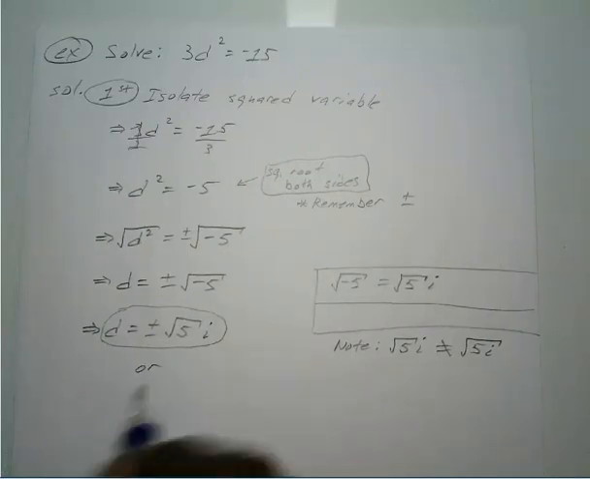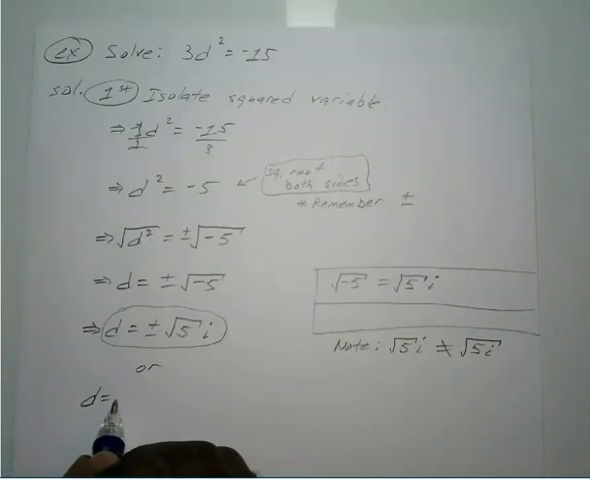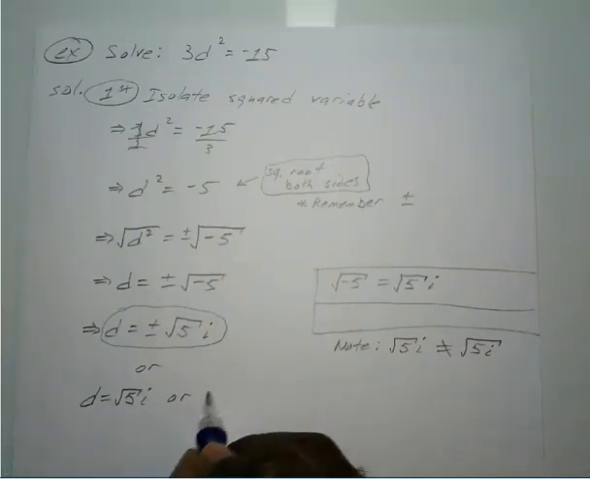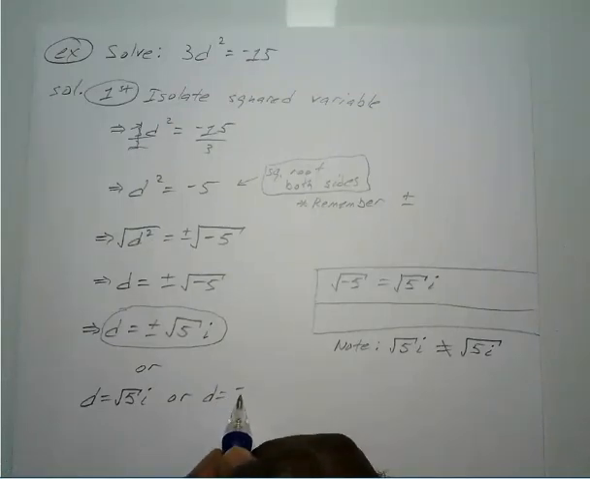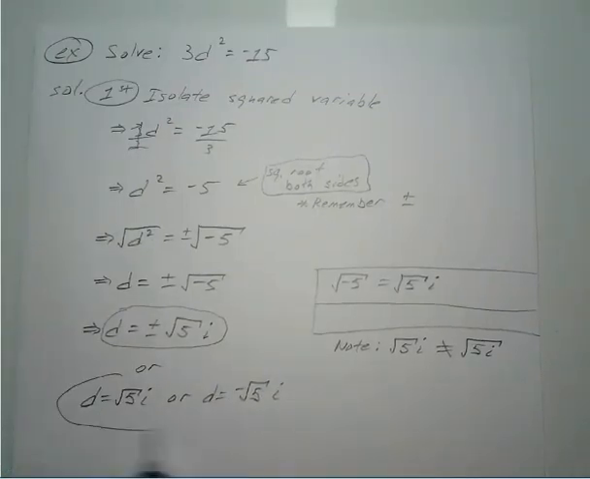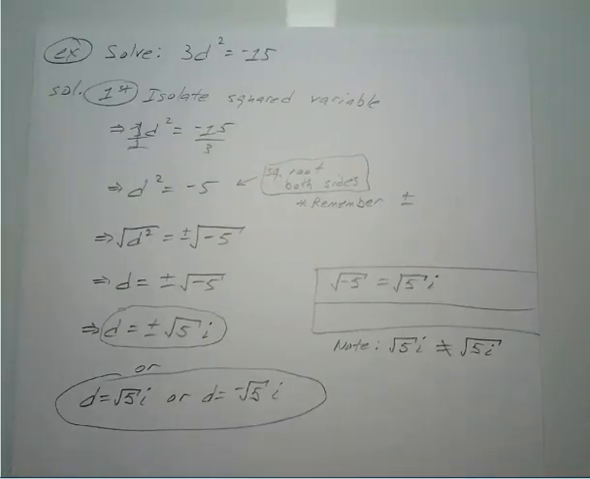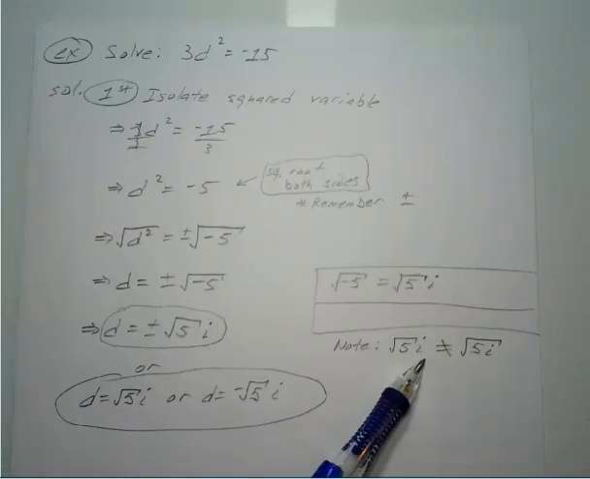Okay, so you can write it as d equals square root of 5 times i, or d equals negative square root of 5 times i. Okay, and again, just making sure that the i is on the outside of the square root symbol, not underneath it, because I'd hate for you to do all this work and end up getting no points because of a little minor error like that.